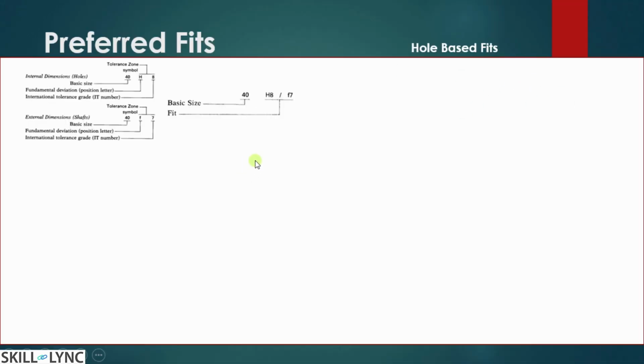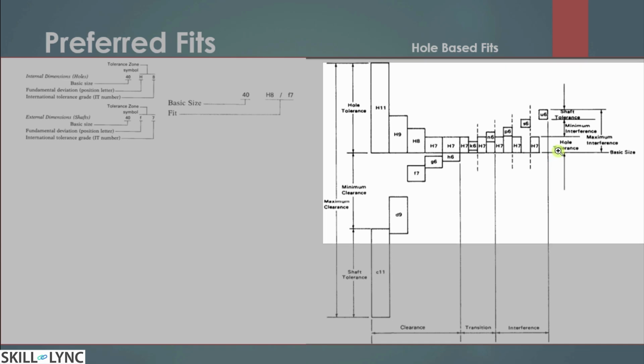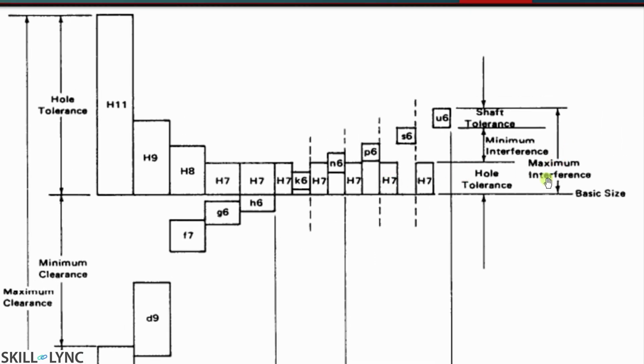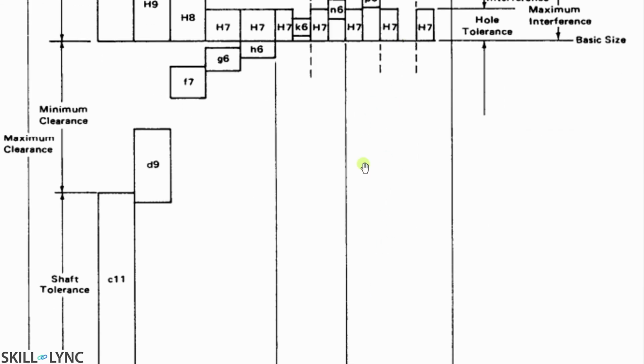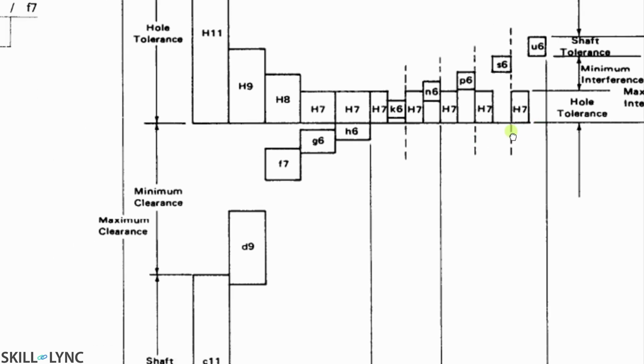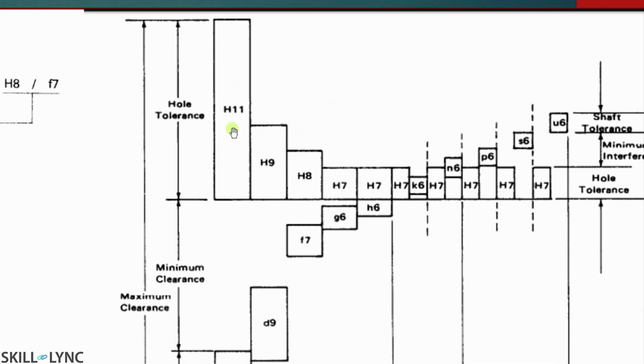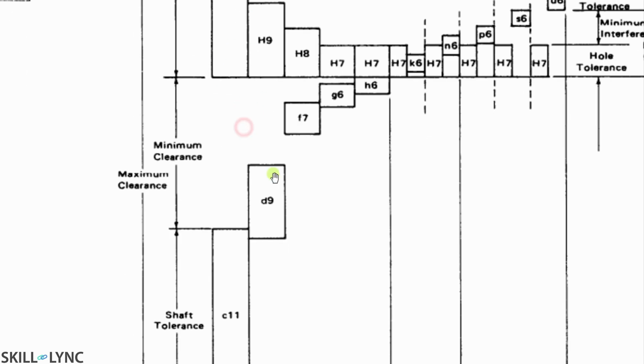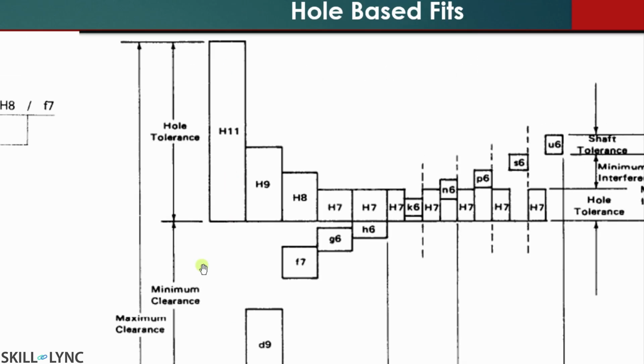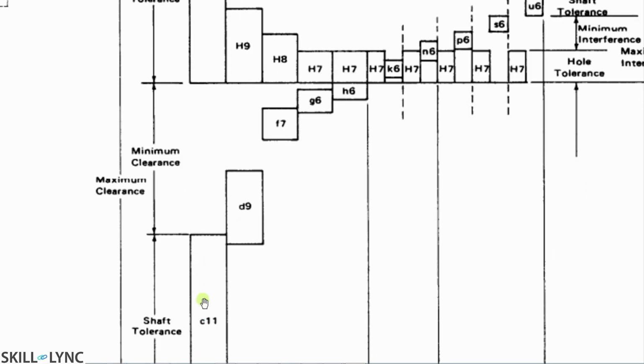So what are the types, how can it be defined based on a hole based system? Let's look into it. This is a typical mapping of how it can vary. This line is going to be the basic size line, and then on this side you have your hole and on this side you have your shaft. Based on that, you go by grouping together your shafts. So here in the hole, H11 you have to pair up with C11. That means your hole tolerance is going to be H11, and C11 is going to be your shaft tolerance.